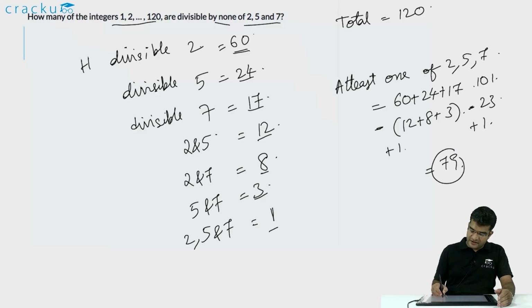So, 79 out of these 120 numbers are divisible by at least one of 2 or 5 or 7. So, the number of integers amongst the given list which are divisible by none of 2 or 5 or 7 is equal to 120 minus 79, which is equal to 41.